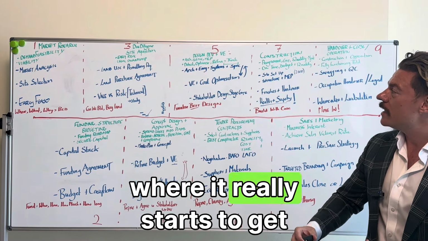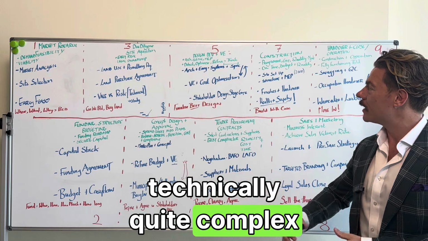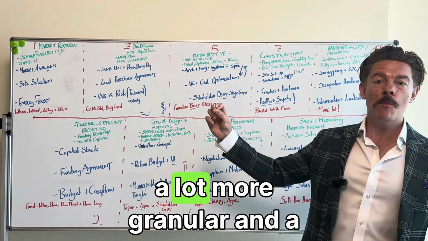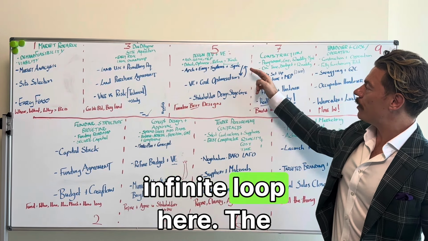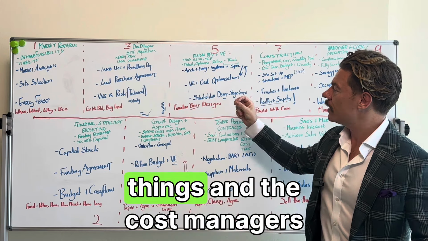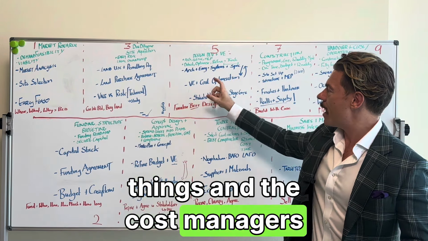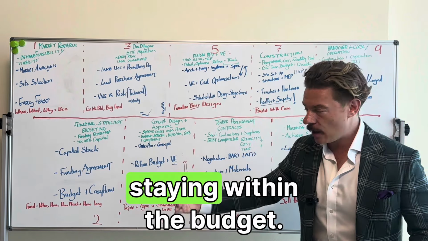So this is where it really starts to get technically quite complex, but also the budget can get a lot more granular and a lot more detailed. So we need to make sure that this infinite loop here, the architects are suggesting things and the cost managers are making sure that they are staying within the budget.